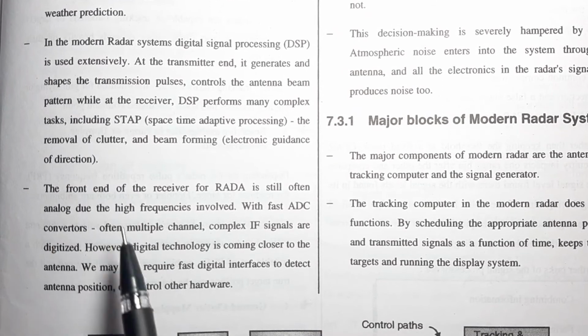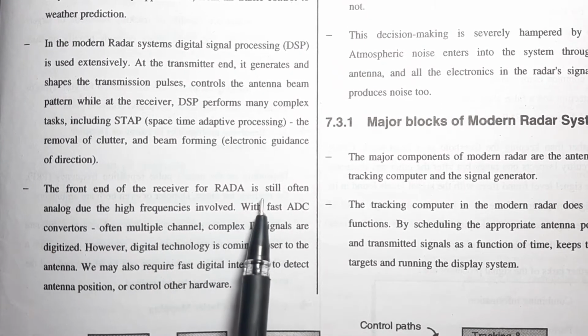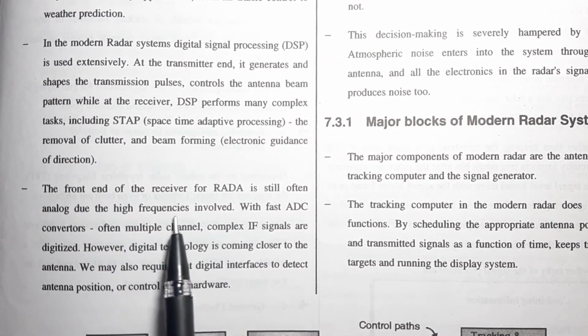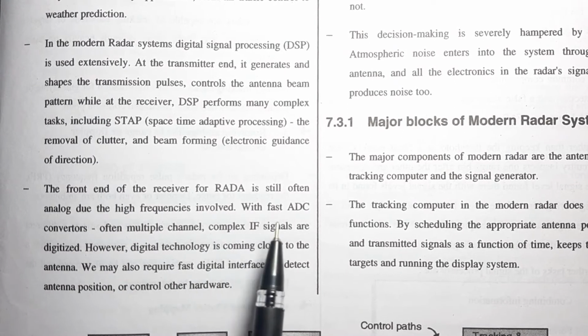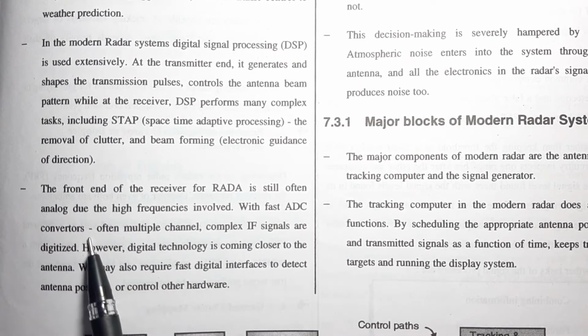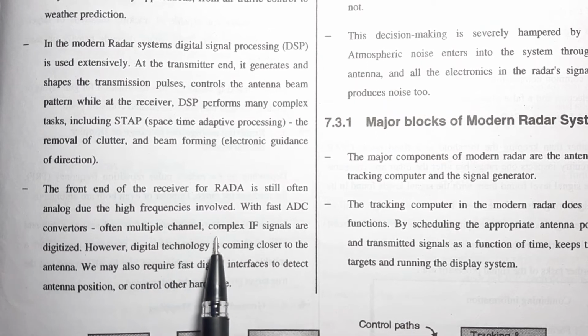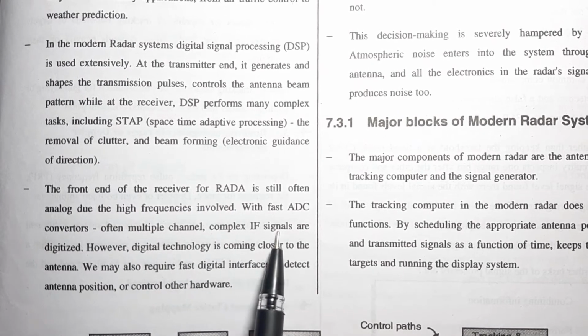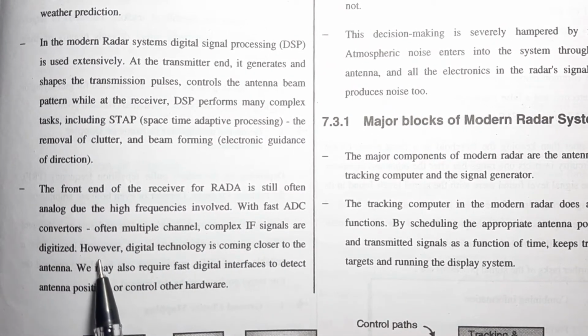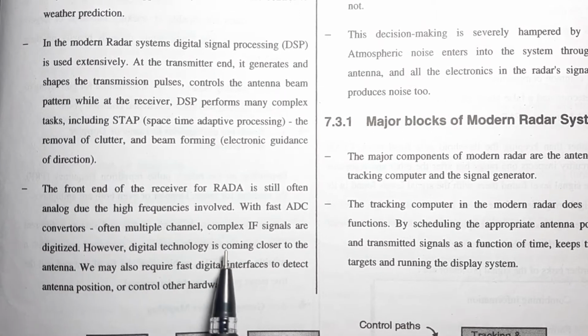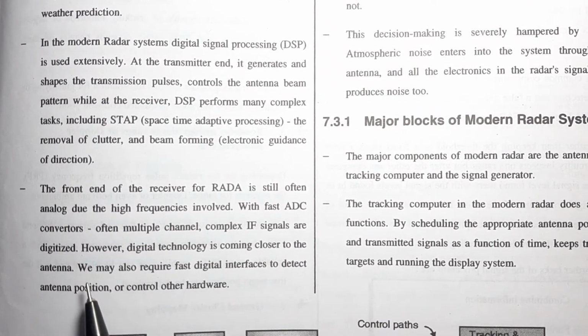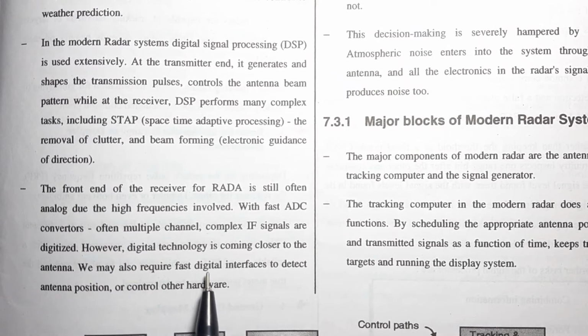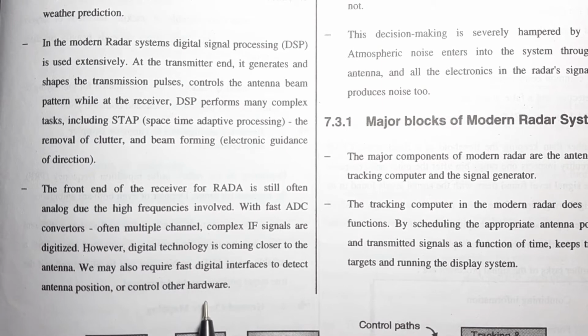Now, the front end of the receiver for the radar is still often analog due to the high frequencies involved. Now with fast analog to digital converters, often multiple channels, complex high intermediate frequency signals are digitized. However, digital technology is coming closer to the antenna, so we may also require fast digital interfaces to detect the antenna position or control other hardware.